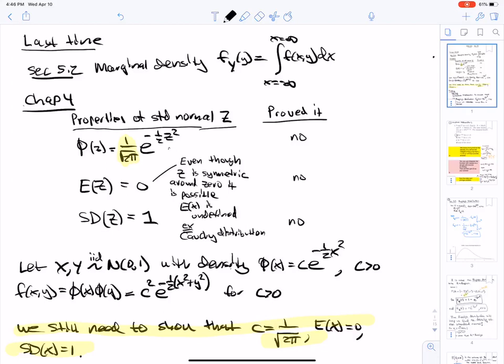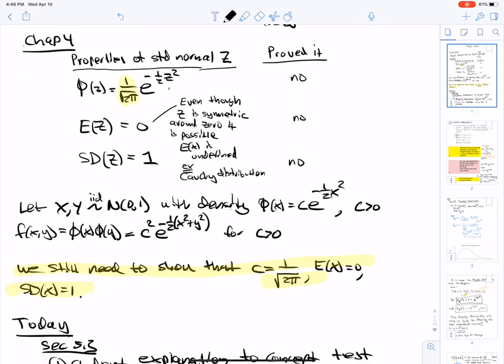Prove that the SD of the standard normal is 1. So all of those things need to be done, and at this point we just know the variable part of the standard normal density, e to the minus 1/2 z squared, but we don't know the constant in front of it that's going to make it integrate to 1.